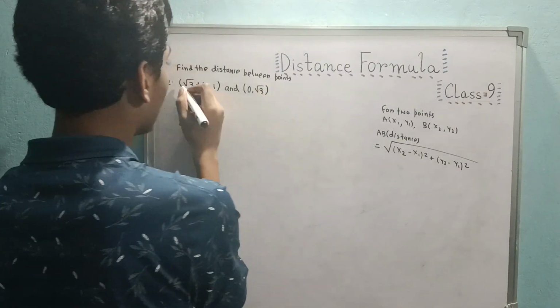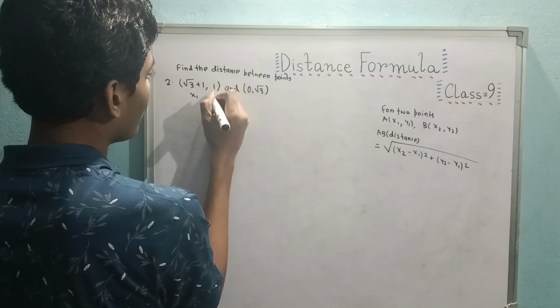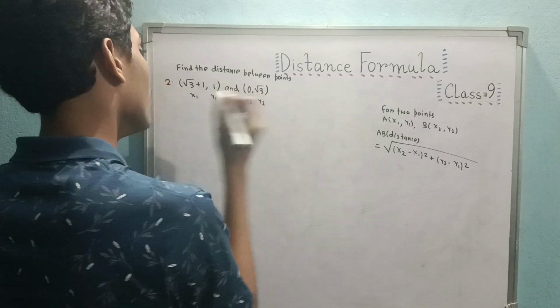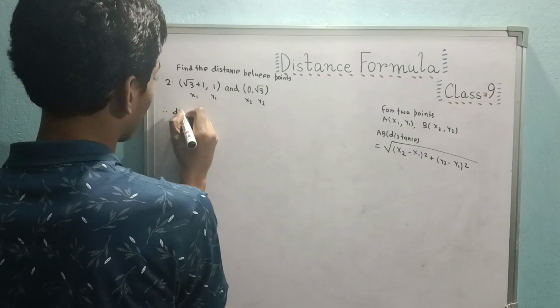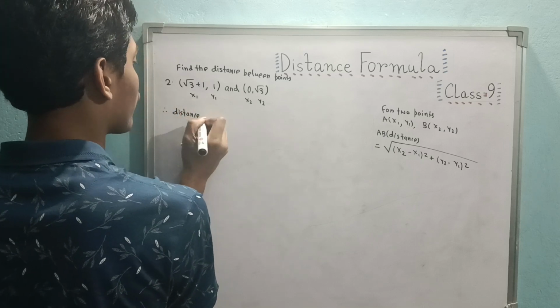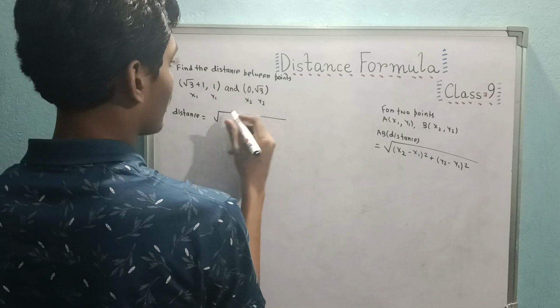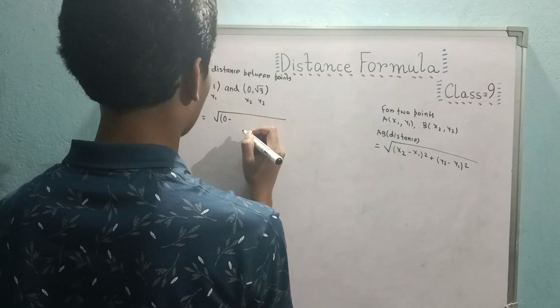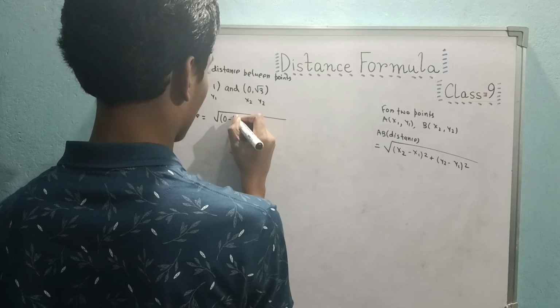Anyhow, anything they give you. This is root 3 plus 1, x1; 1 is y1; 0 is x2; root 3 is y2. Put the values in the distance formula. So it is what? x2 minus x1 whole square. x2 is 0 minus x1 is root 3 plus 1.